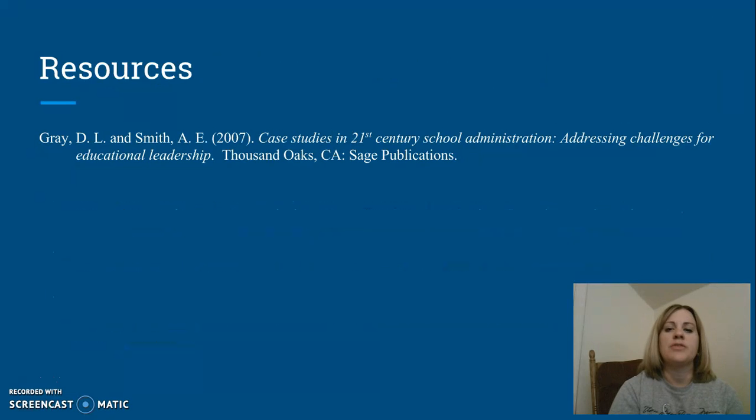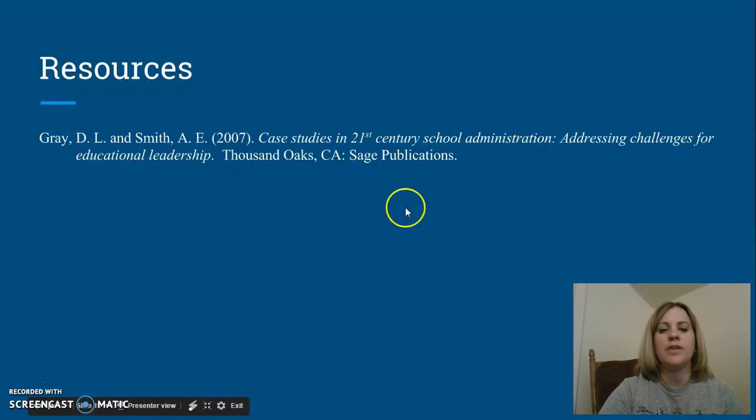Through all of this, the resource that I used was the case study provided from Case Studies in 21st Century School Administration, Addressing Challenges for Educational Leadership. I enjoyed being able to look at this case study and think about what are some things that I would do as a school administrator, as well as making sure that all parties involved felt that they were getting something out of it. And I hope that I've been able to share that with you through this case study analysis.